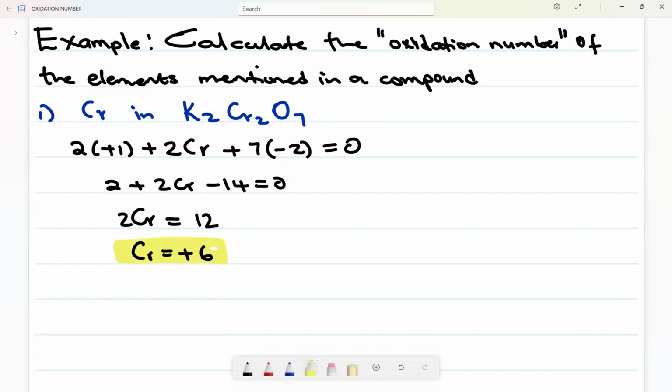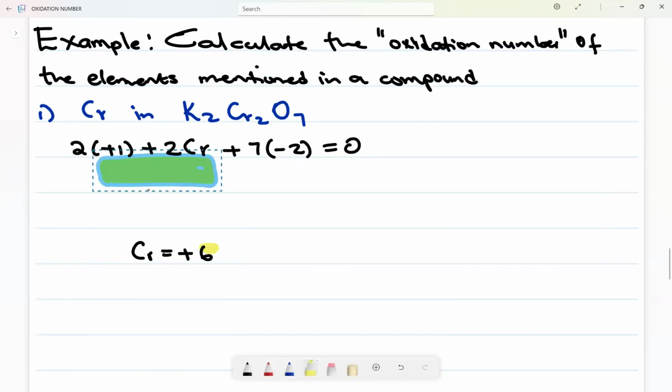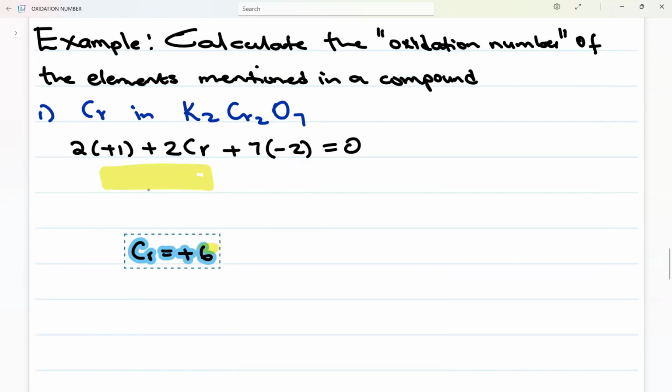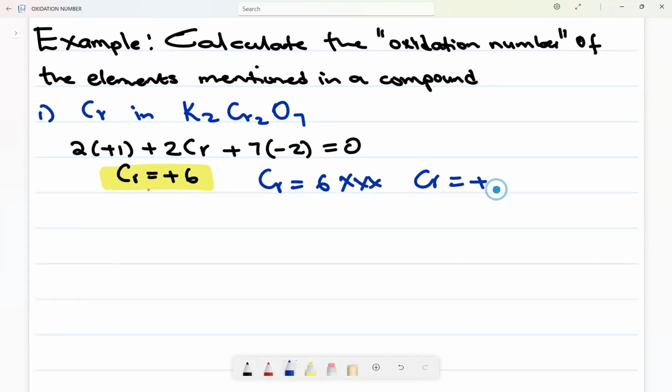Okay? Plus 6. So what I'm going to do now, I'm going to remove this and then take my answer here. Cr is what? Plus 6. This is just you doing your algebra, guys. I'll show the algebra and then remove it and then come back here. Guys, I did not say Cr is 6. This is absolutely wrong. It needs to be Cr equal to plus 6.